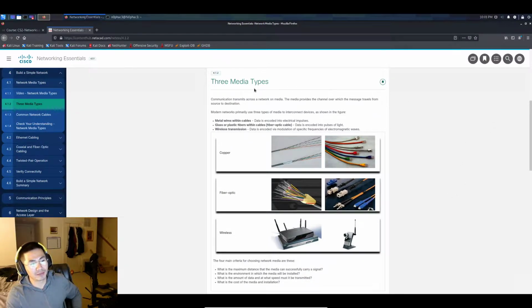There are three media types. There's the copper, well, more specifically, metal wires within cables. So these metal wires, this metal most likely is going to be copper. And metal wires, they transmit data through electric pulses. And then we have glass or plastic fibers, fiber optic, and then fiber optic uses light.